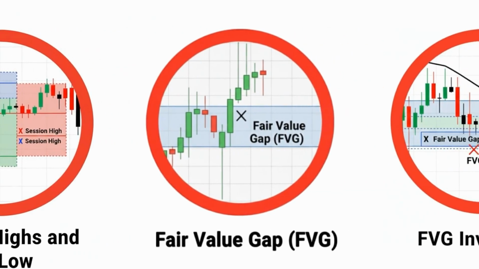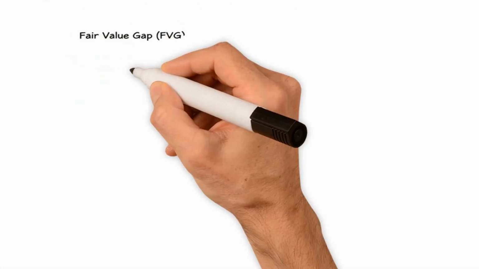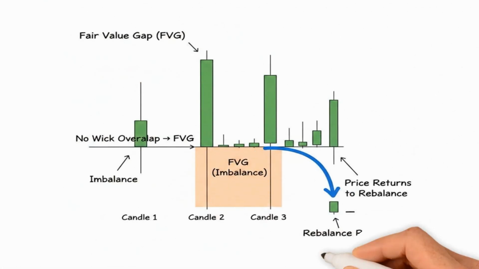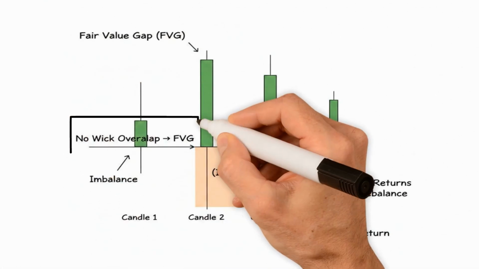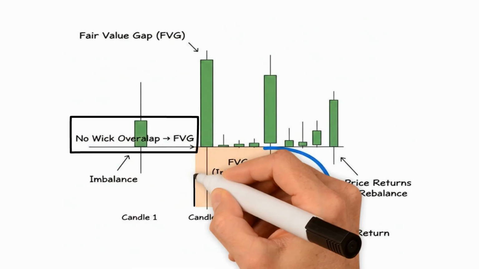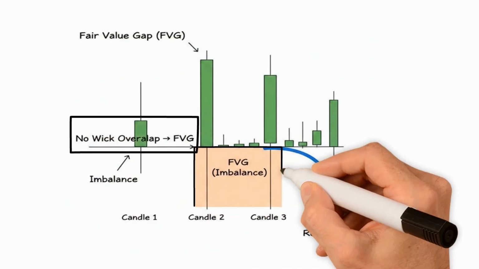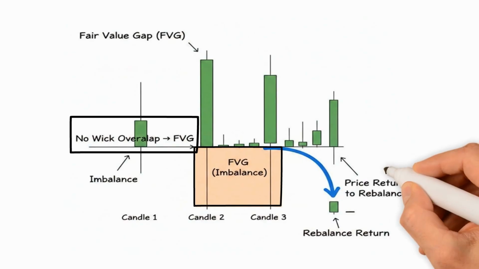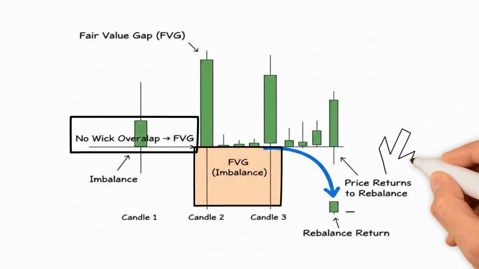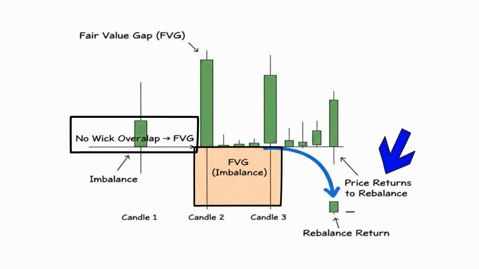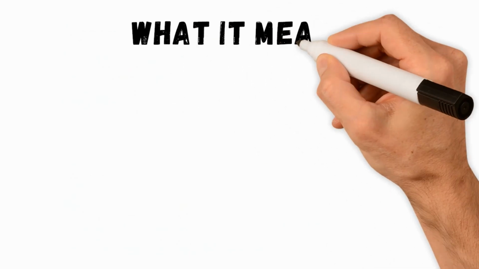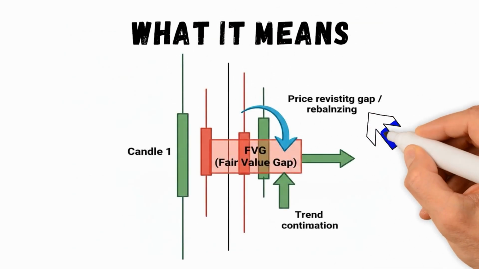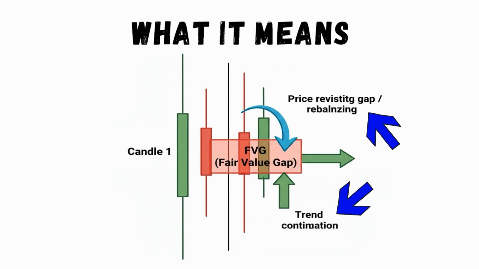Fair value gap, FVG. A fair value gap is a three-candle formation where the first and third candles don't overlap with each other's wicks, creating an imbalance. It signals inefficient price movement caused by aggressive buying or selling. FVGs often act as magnets for price to return and rebalance. What it means: price is likely to revisit these gaps before continuing the trend.